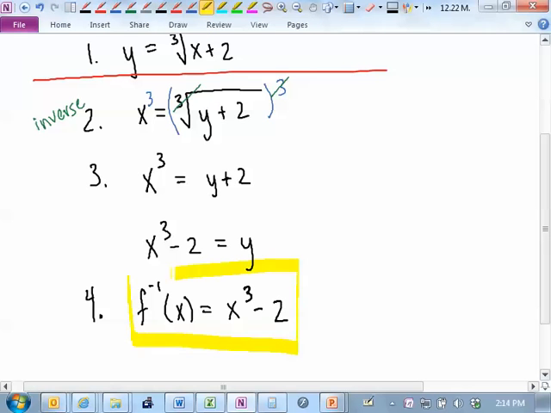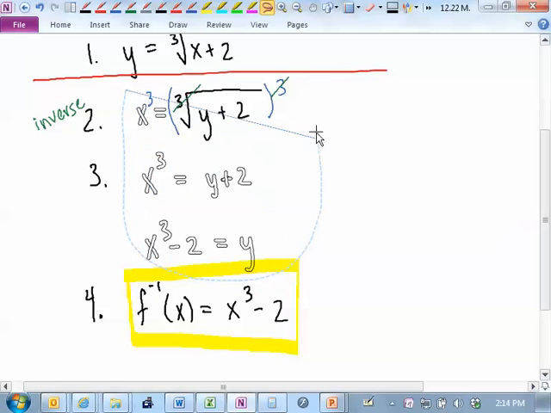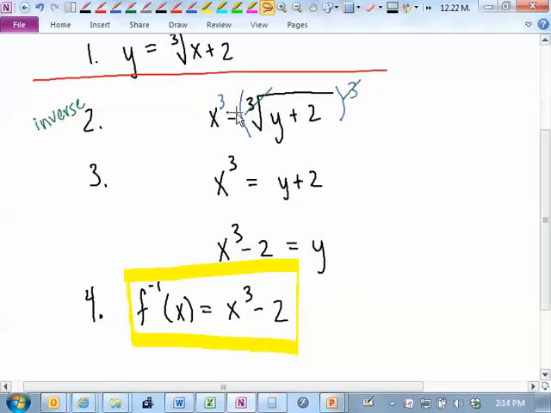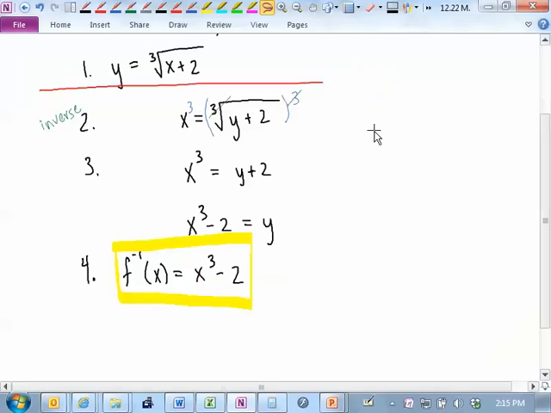I won't bother with the graphs on this, but you would just know that the graphs would reflect about the y equals x line. But look how nice that is. Then do y notation, switch the x and the y, or interchange them, whatever you want to say. And then do the solving technique, which this one would require us to cube both sides and then to subtract 2, and then just slap this on it. That's the result. Any questions on that? Okay, let me stop the video here.